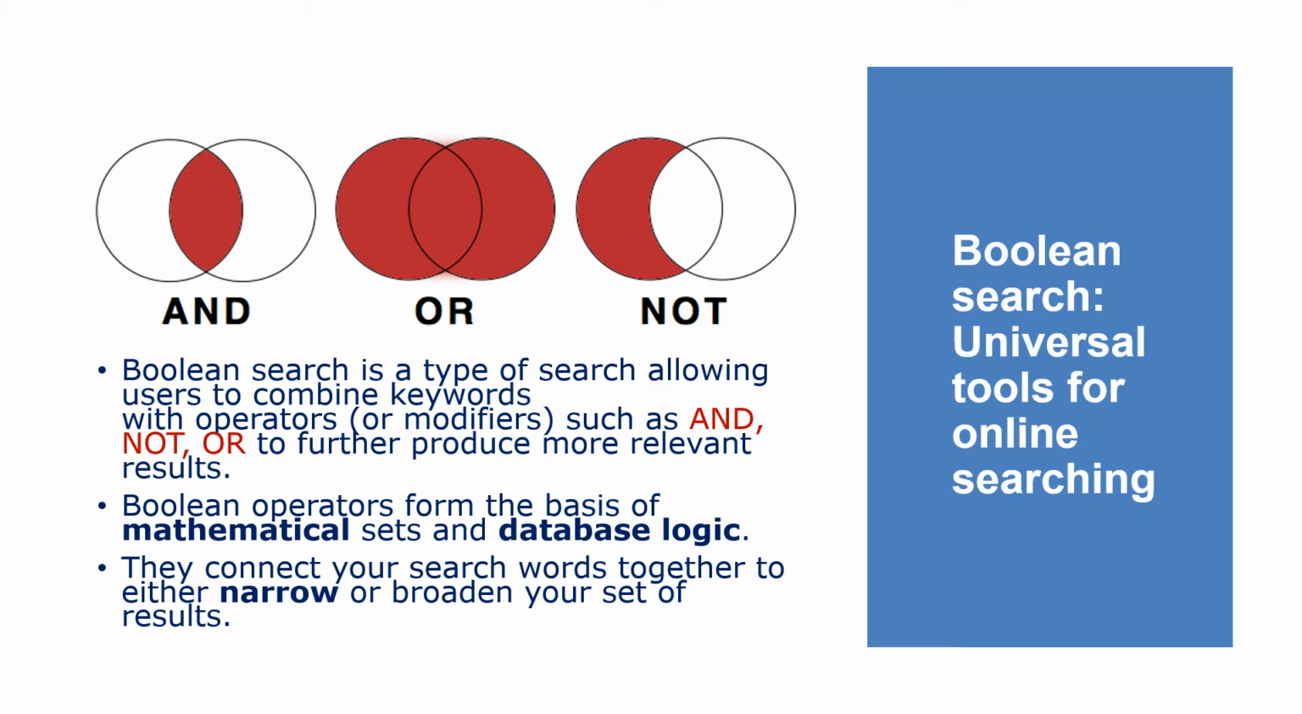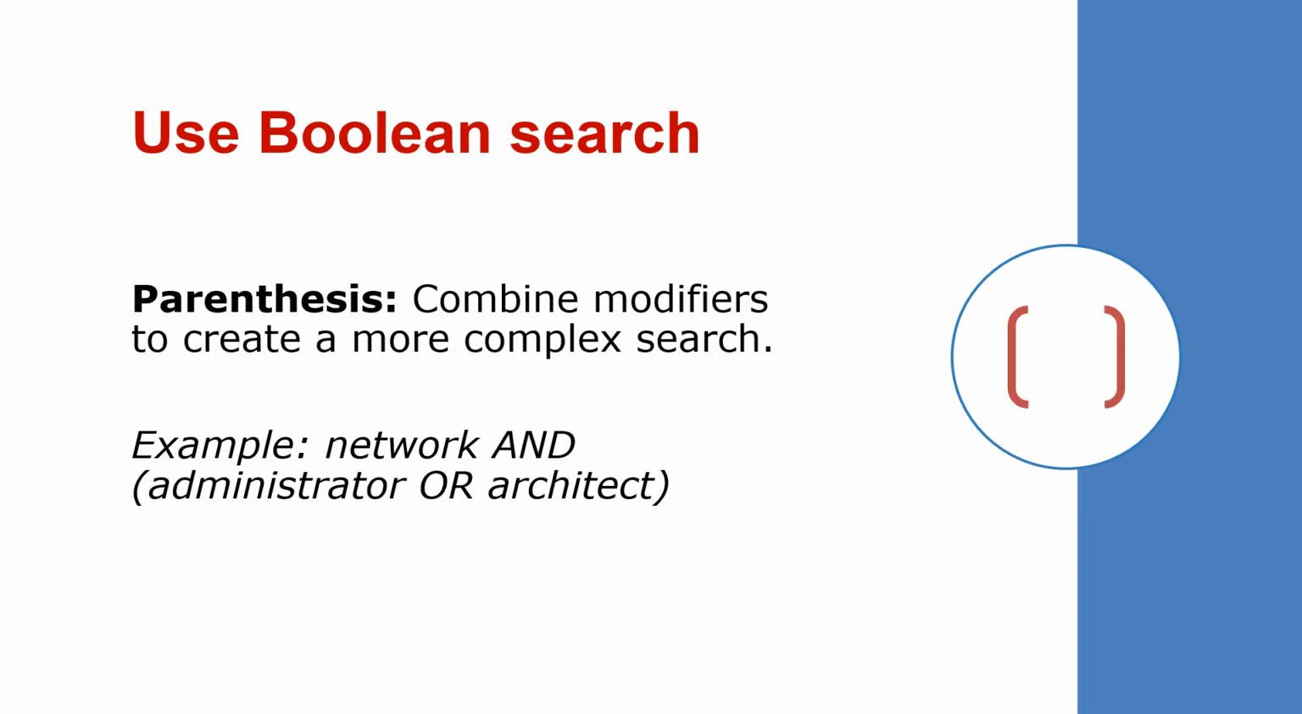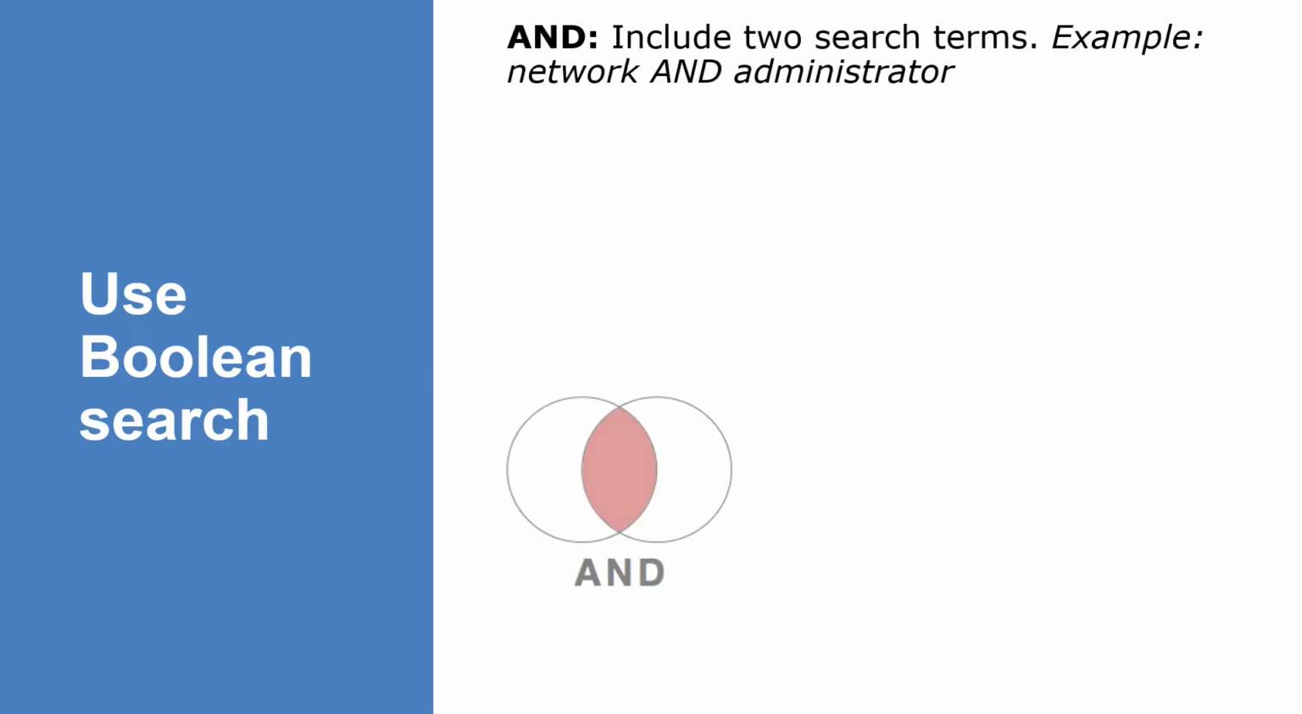What are these search operators? Quotes. Use quotes to search an exact phrase. Example, "network administrator". Parenthesis. Combine modifiers to create a more complex search. Example, network AND (administrator OR architect). AND includes two search terms. Example, network AND administrator. So putting AND in between two terms includes both of them in searching.